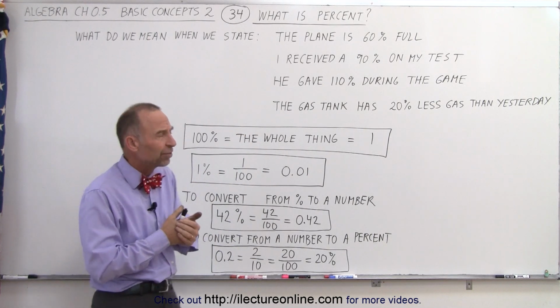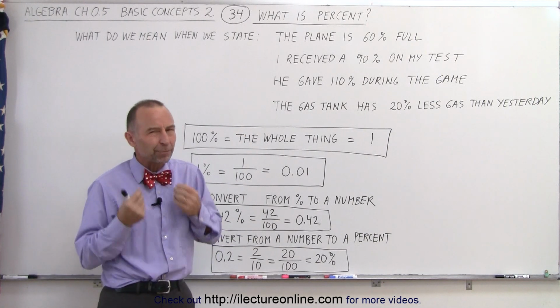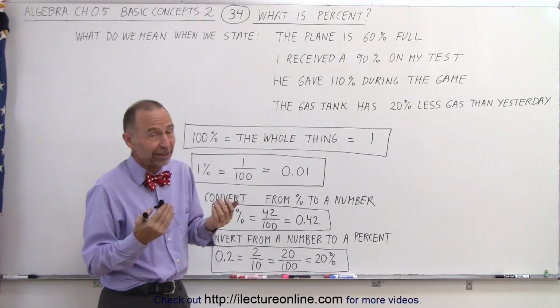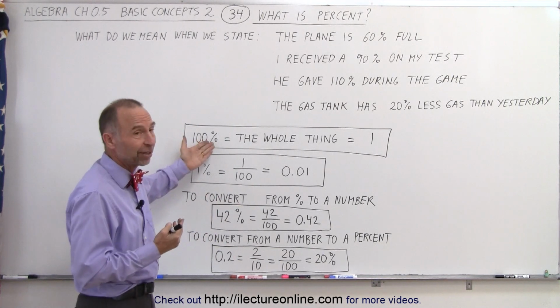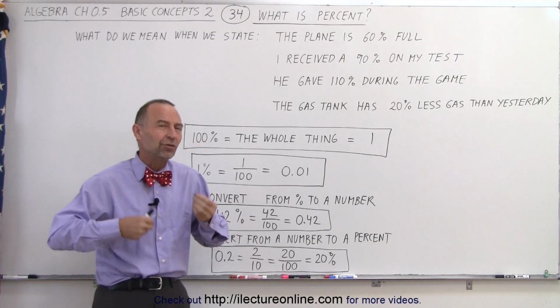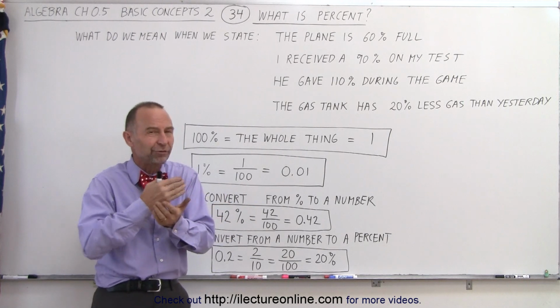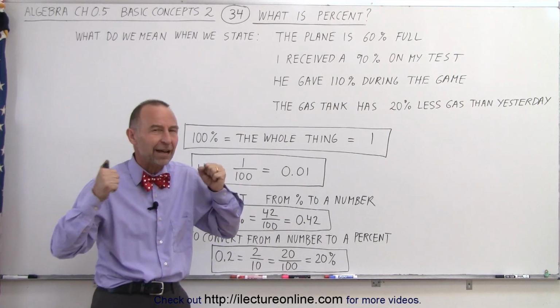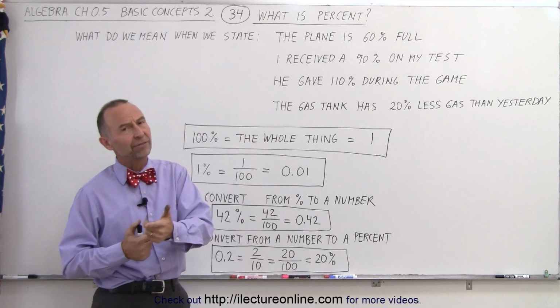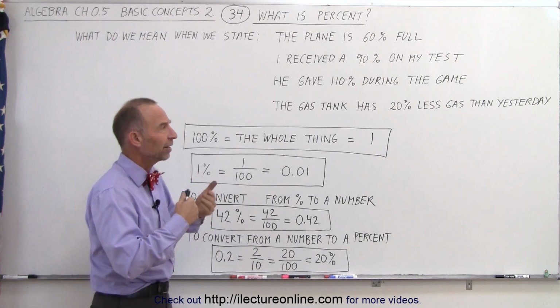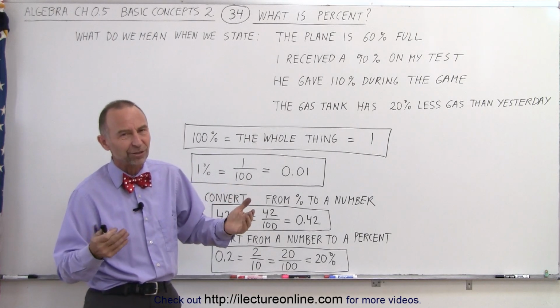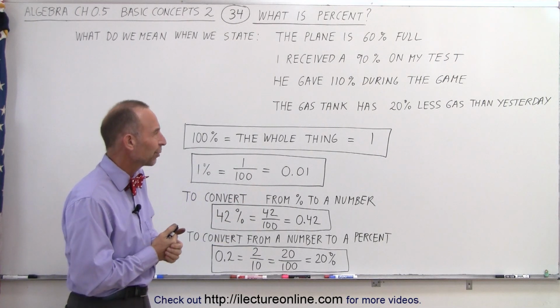He gave 100% during the game. That's an expression I personally don't like that much because personally, I don't think you can give more than 100%. But it's one of those expressions that's used to indicate he tried his very, very best. He gave everything he had. Well, if he gave everything he had, it should only be 100%. It's just an expression. It's mathematically, of course, not correct.